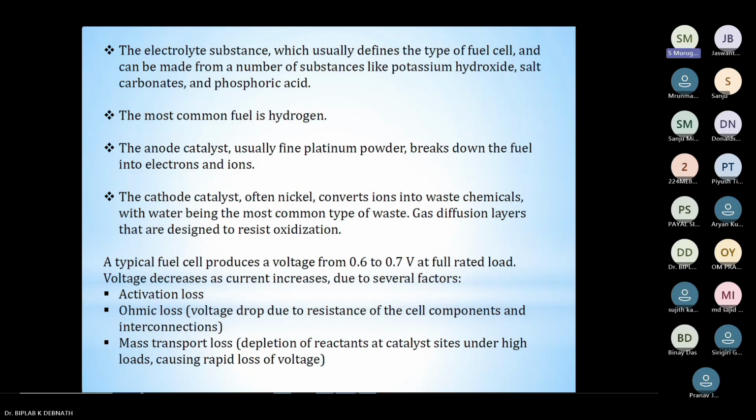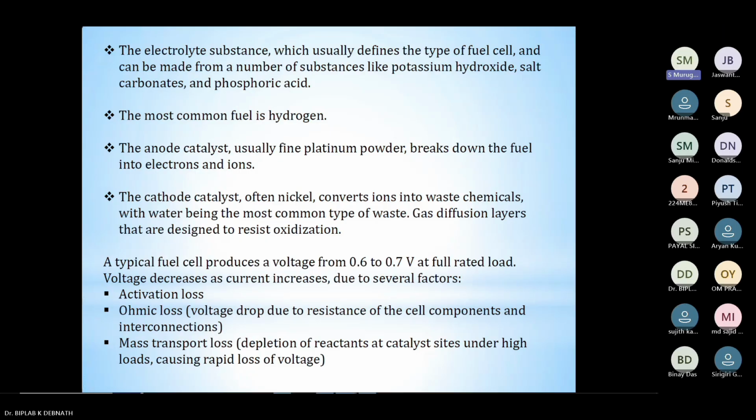In fact, the anode and cathode materials are very, very important to get the maximum electrical energy conversion. Normally a fuel cell produces a voltage of 0.6 to 0.7 volt at full rated load, of course depending on different parameters of a fuel cell, you can get maximum conversion efficiency. There are many parameters that I will not talk about, like activation loss, ohmic loss, mass transport loss, all are there. Because of them, voltage decreases as current increases. Next, please.